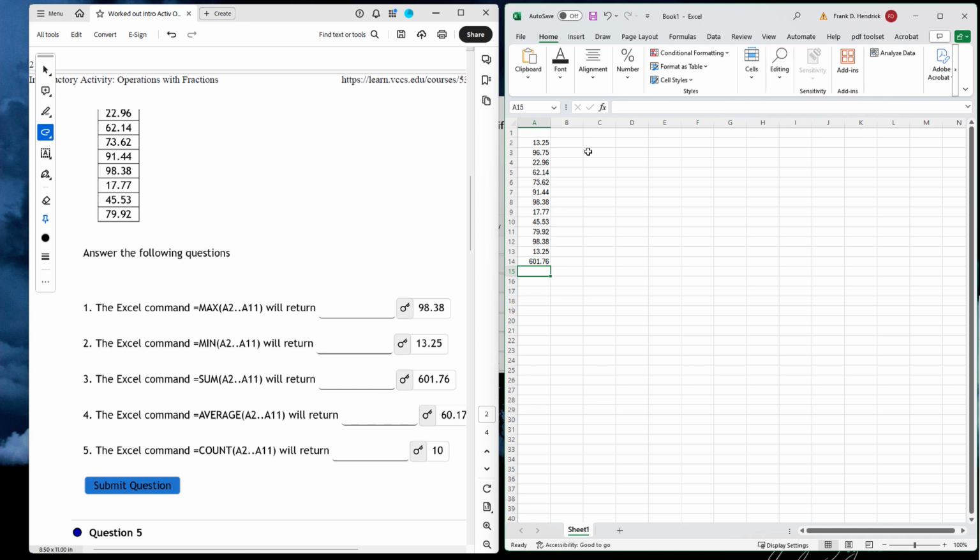Then for the next one, we want to find the average, and I'm going to put the average in A15. So I go up to my formula bar and I hit equals. And then I start typing AV, and there you see the predefined function for average. Click on it, and then I put in A2 colon A11 close parentheses, enter, and it gives me that value there, 60.176.